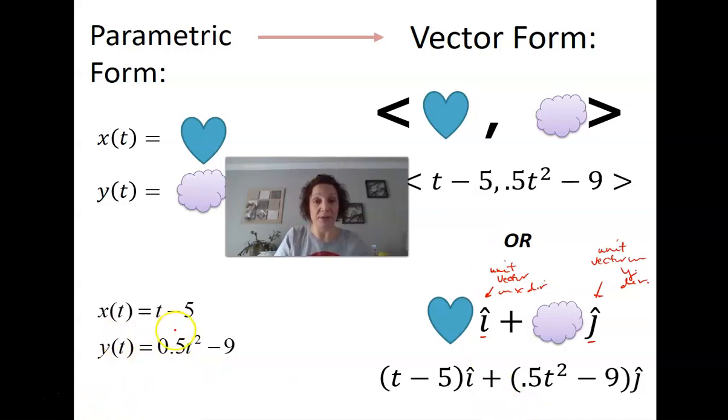This they call parametric form, this they call vector form. It's the same idea. It's a function that is dependent on time, and we define our x value and our y value separately. So you plug in a time, you get a coordinate. You don't get a single number. You get a coordinate. You get a location.